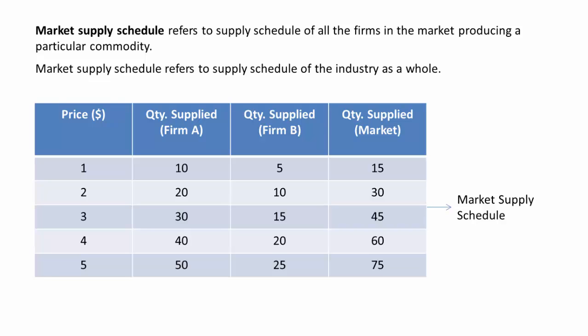When price increases to $2 per unit, firm A supplies 20 units and firm B supplies 10 units. Now the market supply is 30 units. Note that as the price rises, market supply also increases.